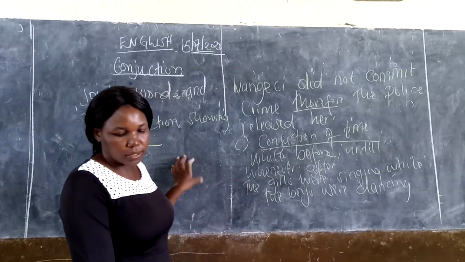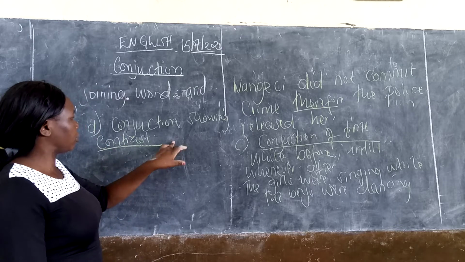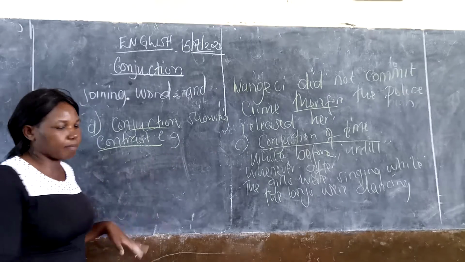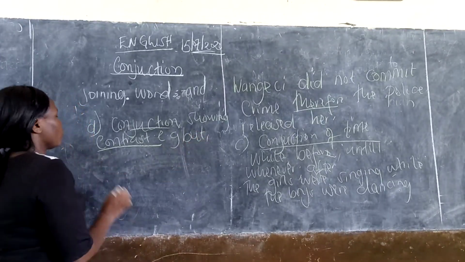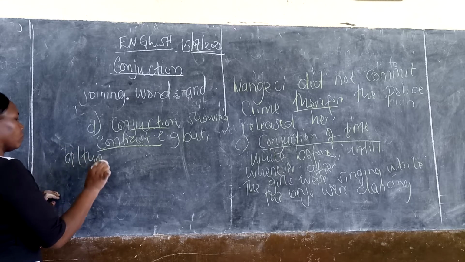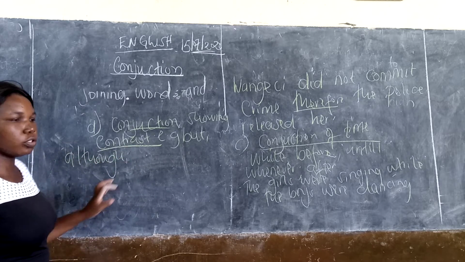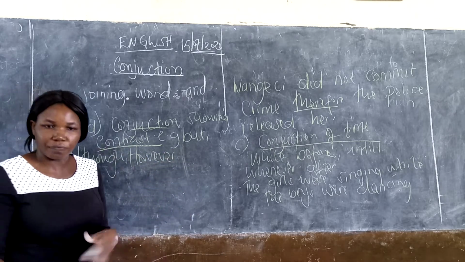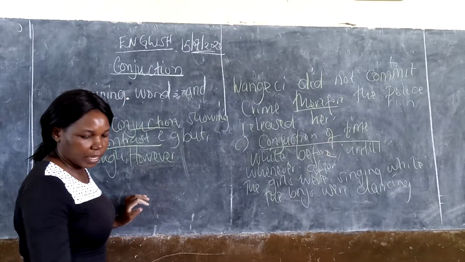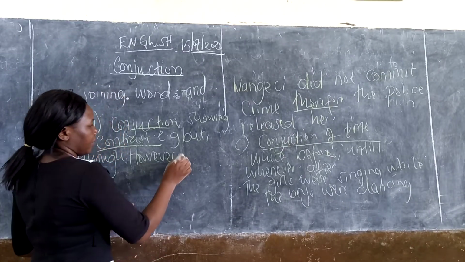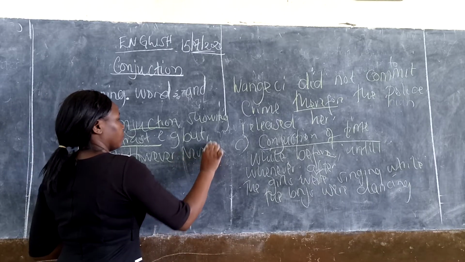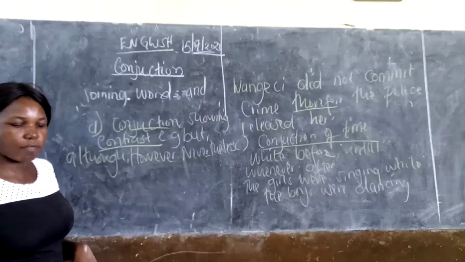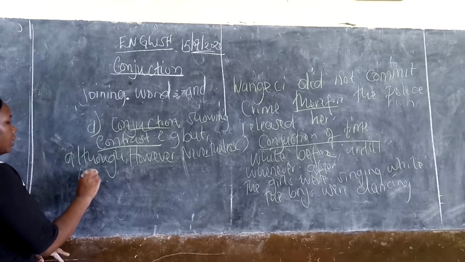So let us see the examples of this conjunction in a sentence first. One, we have but. We have although. We also have however. This gives contrast, different opinion. We also have nevertheless. We also have although, even though.